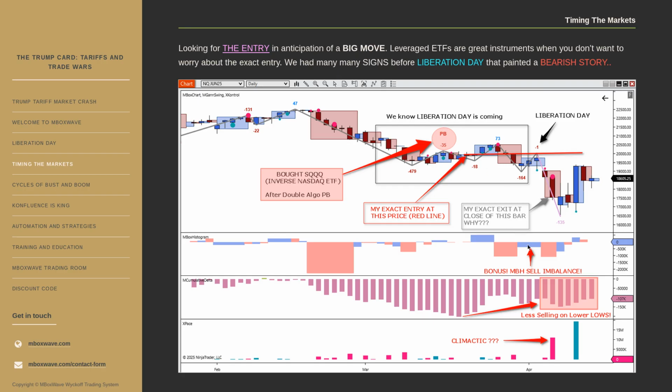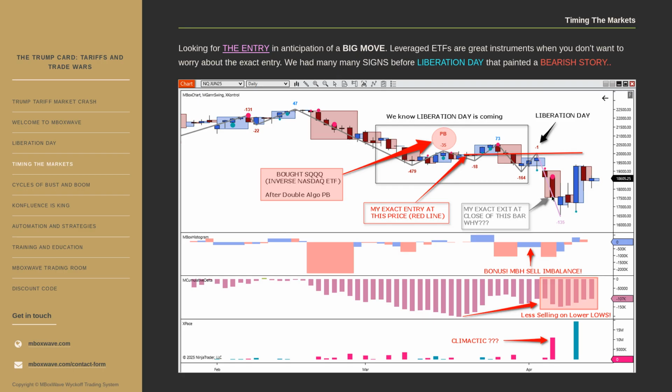But this is like a bonus. We have an MBox histogram sell imbalance, more selling as price moved up. This is clear to me right here in this box. This is the smart money. This is the smart money shorting, selling before this dump happens. So whoever knew exactly what's going to happen, the insider traders, they like to cheat. But with MBoxWave, we can expose that sometimes and get in on the ride.